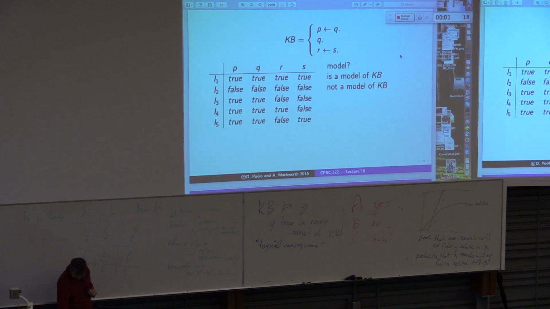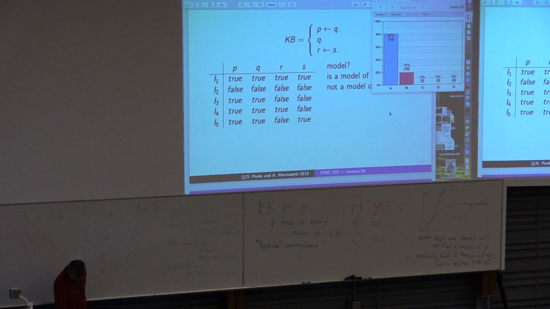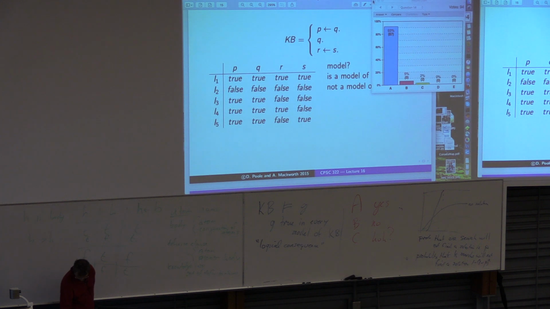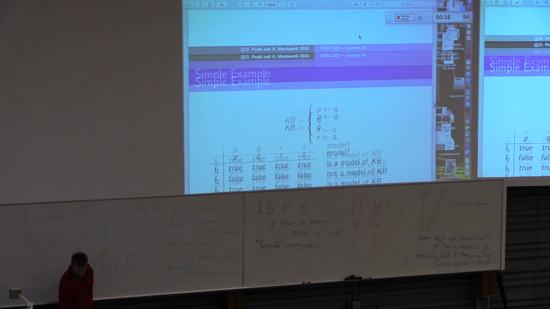What about I3? Is I3 a model? Let's see what it says. Right, it is a model. P if Q is true, Q is true, and R if S is true. So it is a model. The fact that no one pressed C means you don't need more explanation.